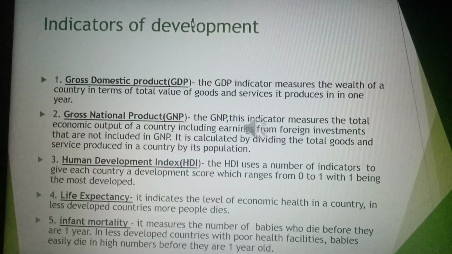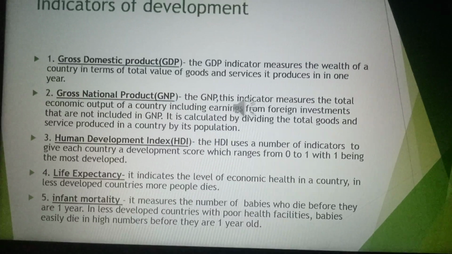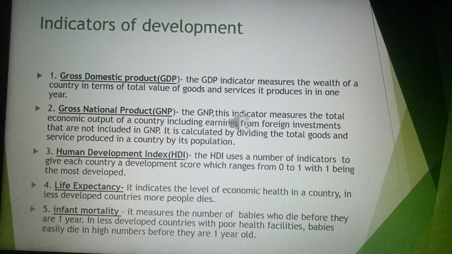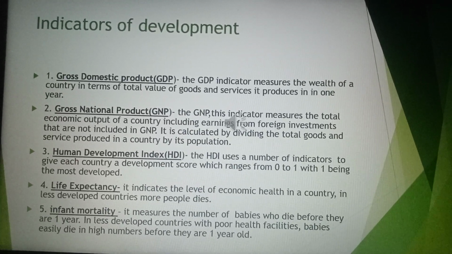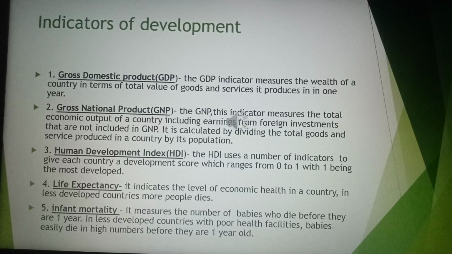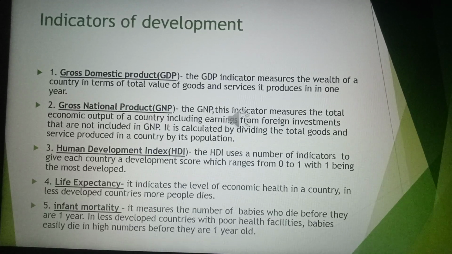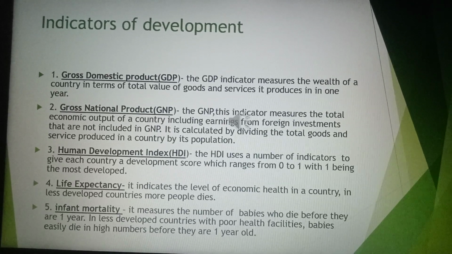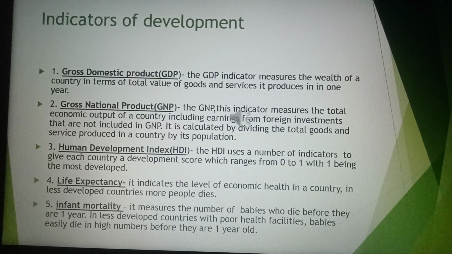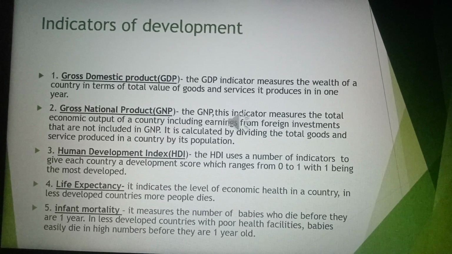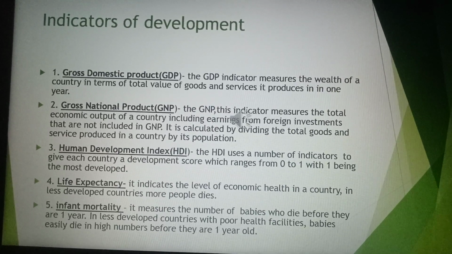Now let's move to the indicators of development. These indicators measure how wealthy a country is. The first one is gross domestic product, GDP. The GDP indicator measures the wealth of a country in terms of the total value of goods and services it produces in 1 year. The second one is the gross national product, the GNP.